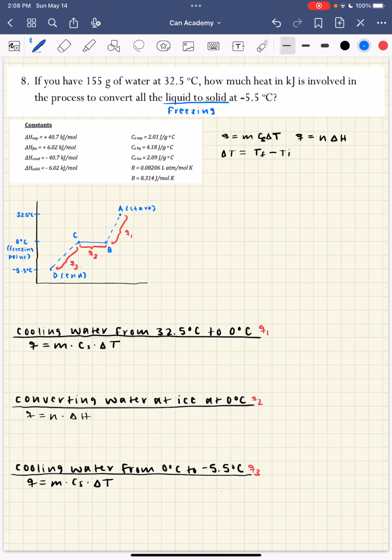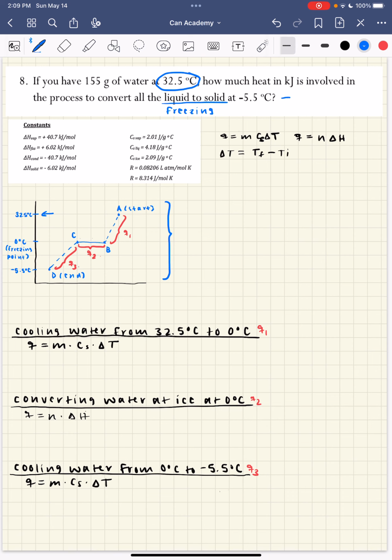So we should create a freezing curve to help visualize what's going on, which I did right over here. Looking at the information given in the problem, we are starting at 32.5 degrees Celsius, so I put us over here starting at 32.5 degrees Celsius at part A. Now, we are going to be cooling because we are going from liquid to solid and we are freezing. But we are not going to go directly to negative 5.5 degrees Celsius because we actually have to go to the freezing point of water first. And that's going to be 0 degrees Celsius.